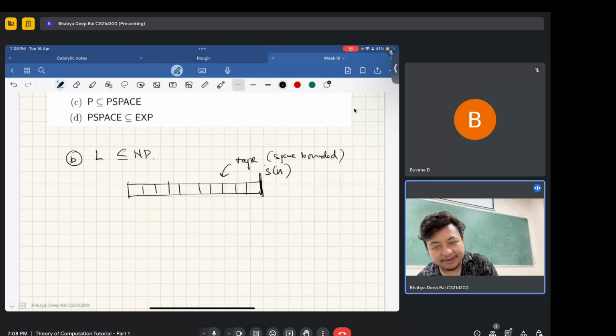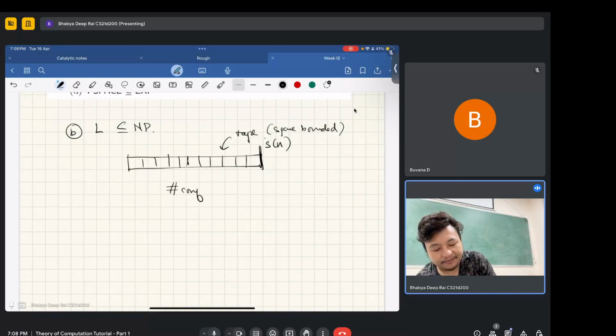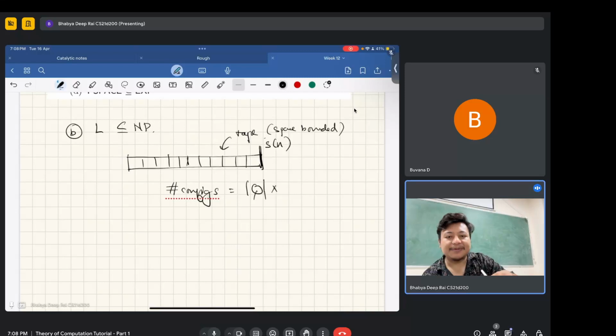Then the number of configurations, if you remember configurations in a Turing machine, depends on the state your machine is in and the tape contents. Now that your machine is space bounded, it's not infinite. You can have 2 to the S(n) tape contents, assigning 0, 1, 0, 1, 1, and so on. How many bit strings of this form can you have of length S(n)? That is 2 to the S(n) many.